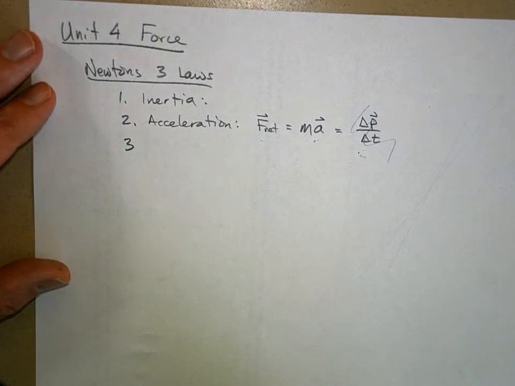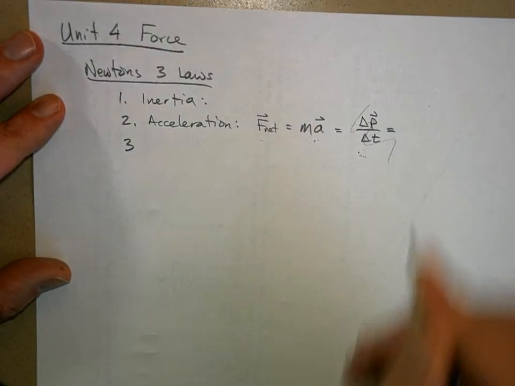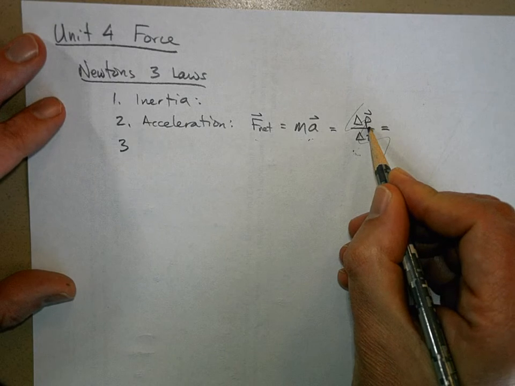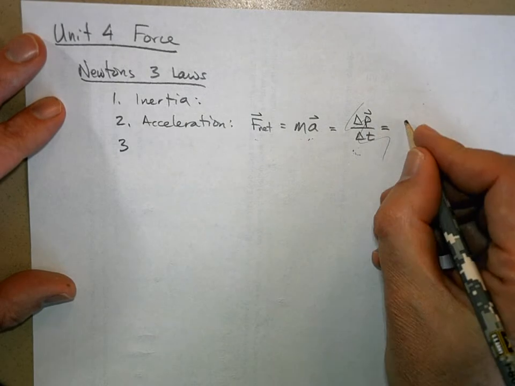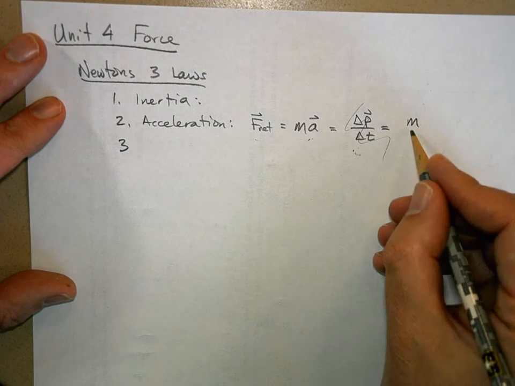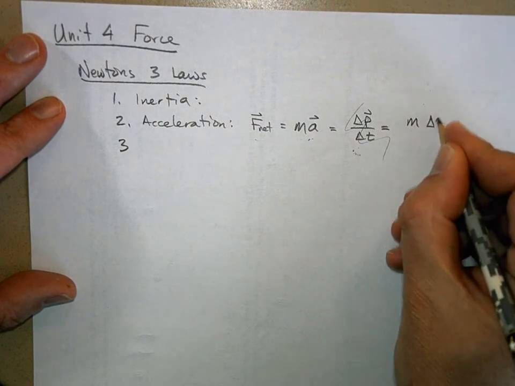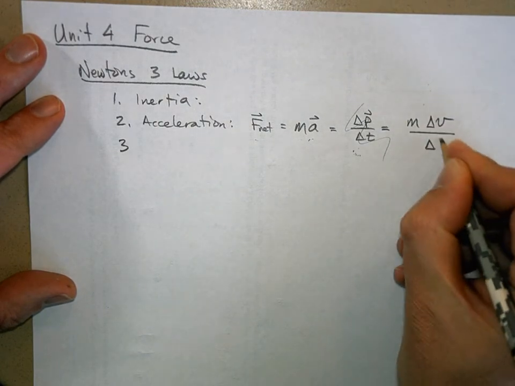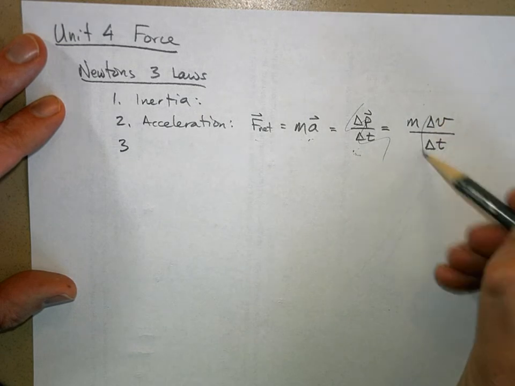Okay, well actually let me finish my thought here. What is change in momentum? If the mass is constant, momentum is mass times velocity. If your mass is constant, all you've got is mass times the change in velocity over a change in time. Well, what is delta v over delta t? That's acceleration.